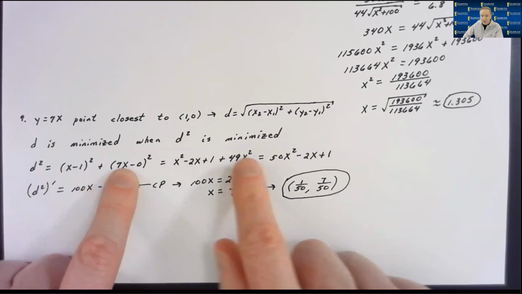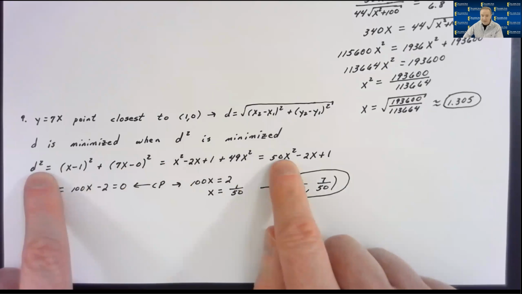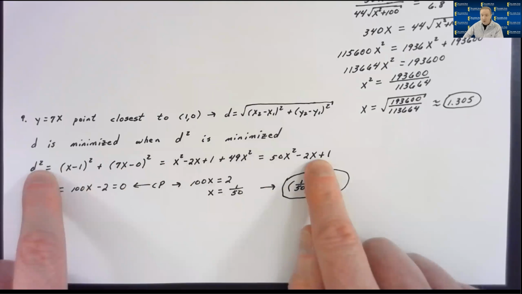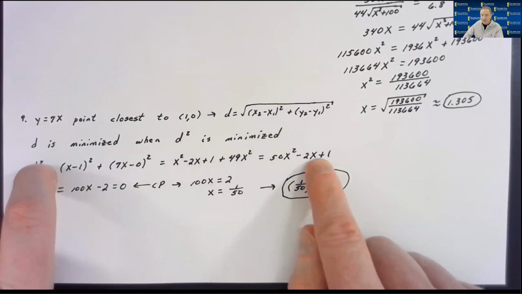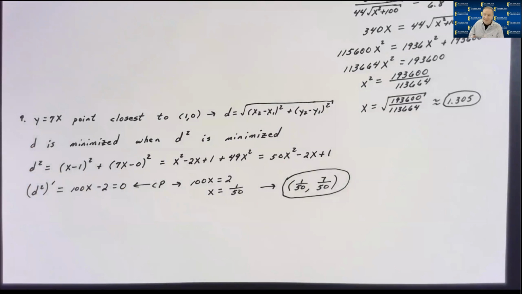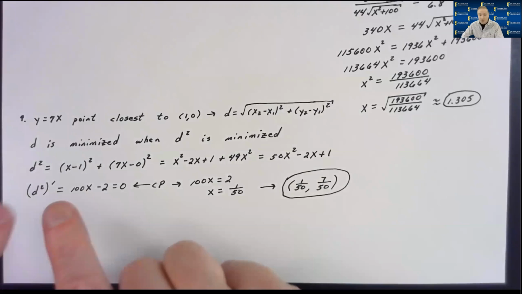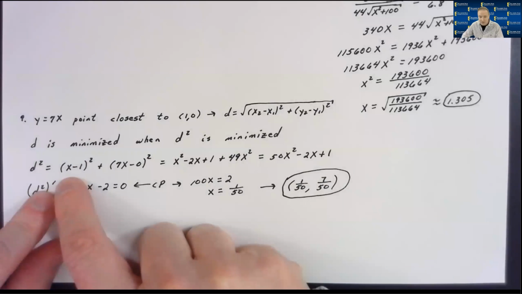Combine these two and you'll get that the square of the distance is going to be 50x squared minus 2x plus 1. Now, we take the derivative of that because we need to find when d squared has a minimum. When d squared has a minimum, d will have a minimum. So I take the derivative of my expression for d squared.